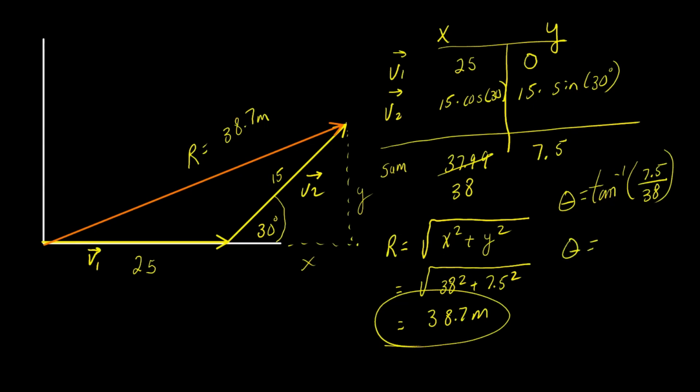So I'm going to get 11.2 degrees north of east. So theta here is going to equal 11.2 degrees.